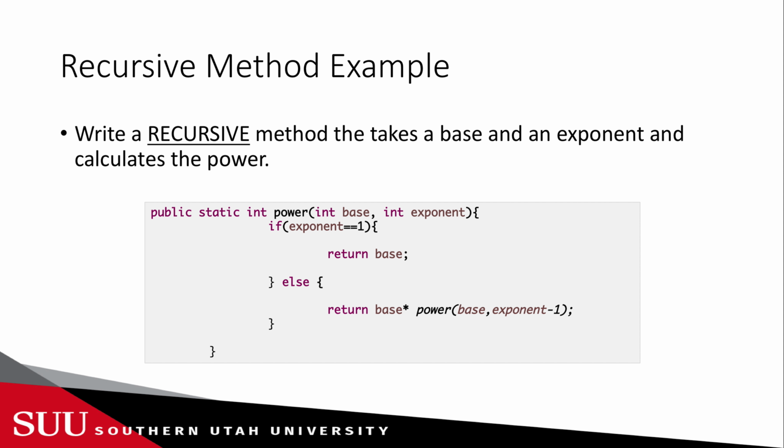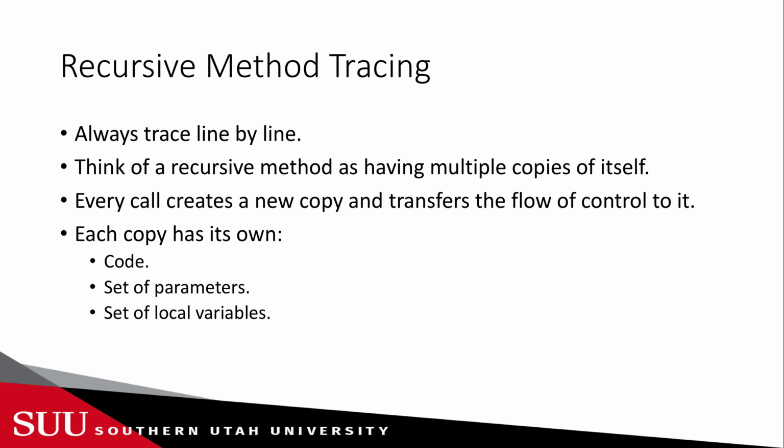Now that we have seen how we can create a recursive method, let's talk about how we can trace the recursive method. In tracing recursive methods, always trace it line by line and think of a recursive method as having multiple copies of itself. So let's talk about the print stars method that we just created.